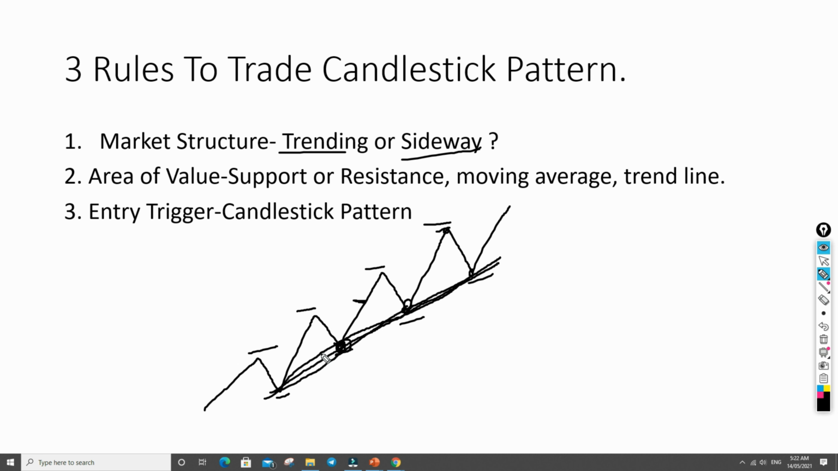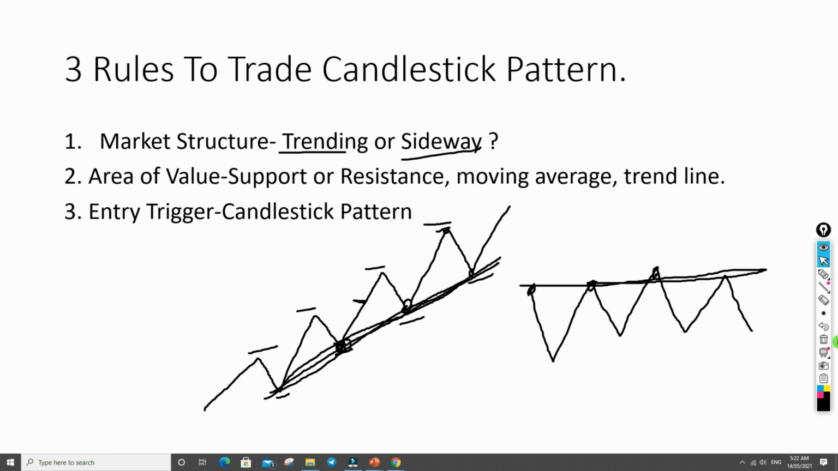So along the trend line is an area of value, or some kind of moving average, or in a market like this, this can be an area of value. This is a resistance, because the price touched here, rejected, touched here. So this is basically the area of value. When you know the market structure, you then find the area of value based on these factors.